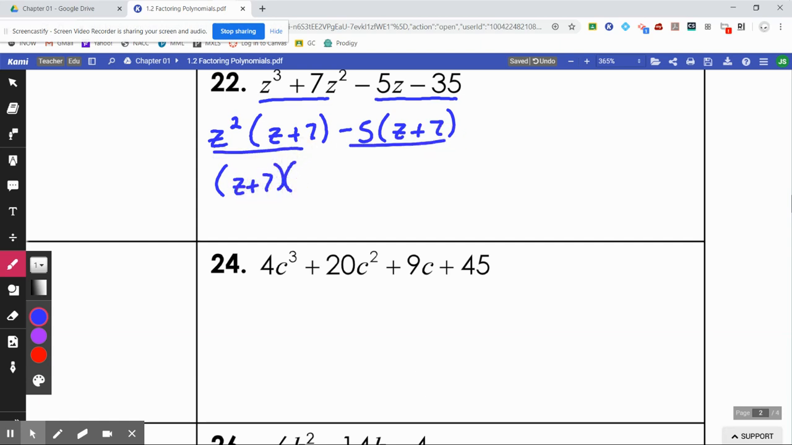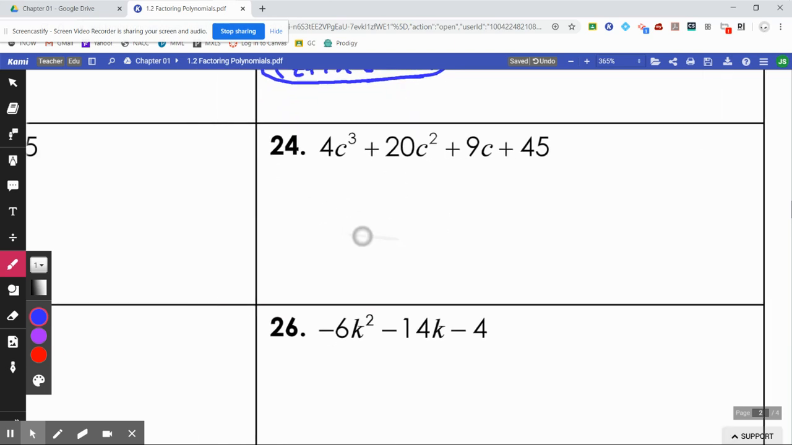When you pull the stuff in parentheses out of the first group, you're left with z squared. Out of the second group, you're left with minus 5. Since this is z squared, make sure it won't factor again. That is not difference of squares or sum or difference of cubes, so you are done.